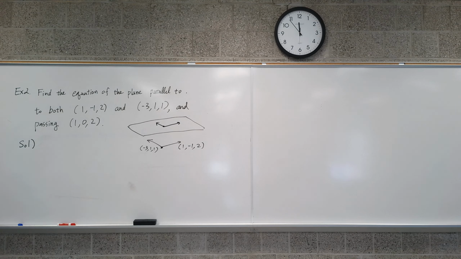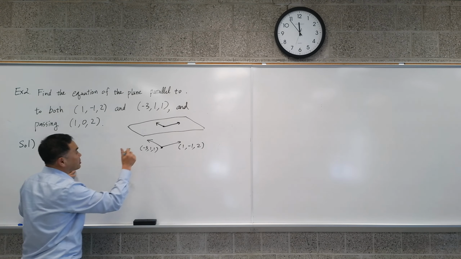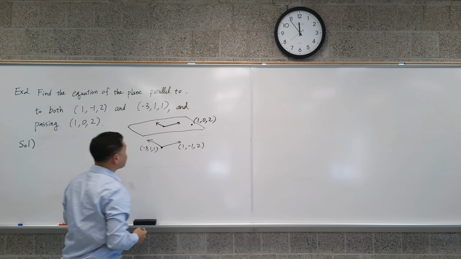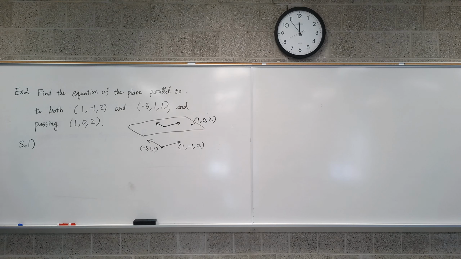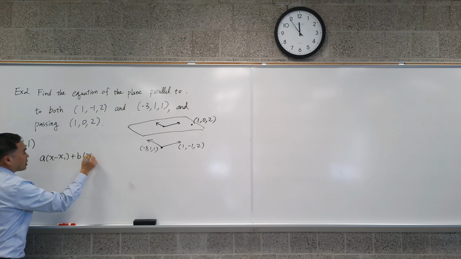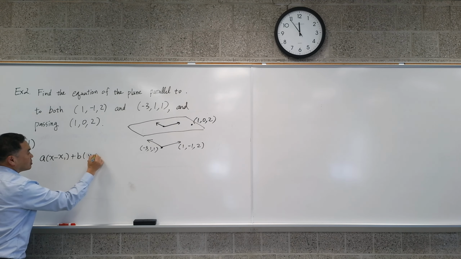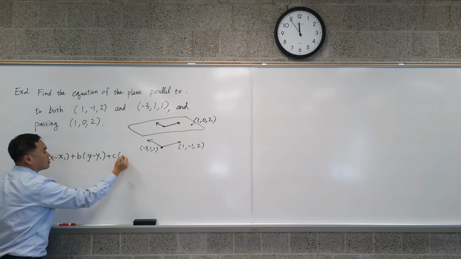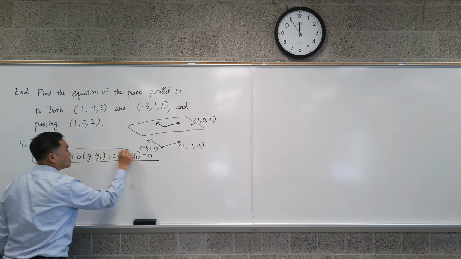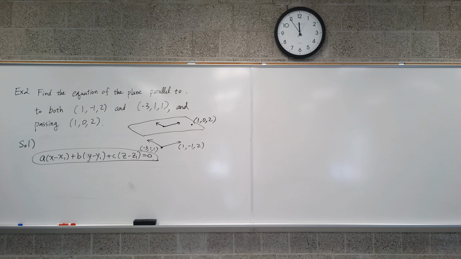So given that, there's also another point in this plane, let's say there's some point here that's 1, 0, 2. So given those two pieces of information, the goal is to find the equation of the plane. So let's start with the equation of the plane, which is a times x minus x1 plus b times y minus y1 plus c times z minus z1 equal to 0. That's the equation of the plane.